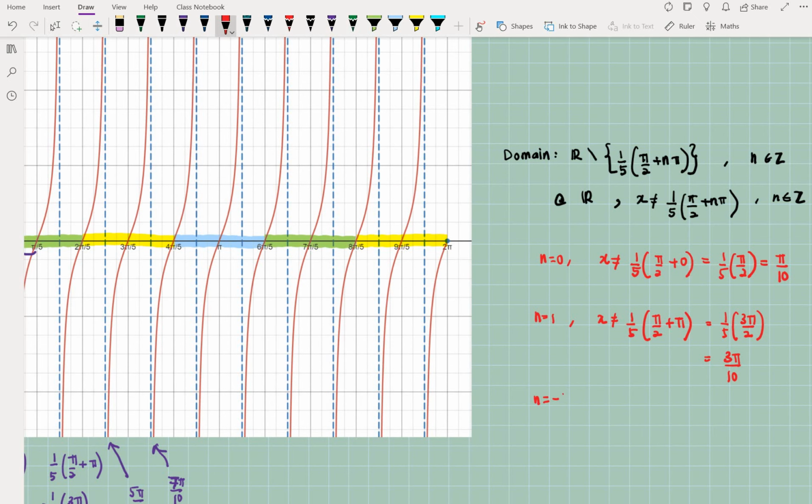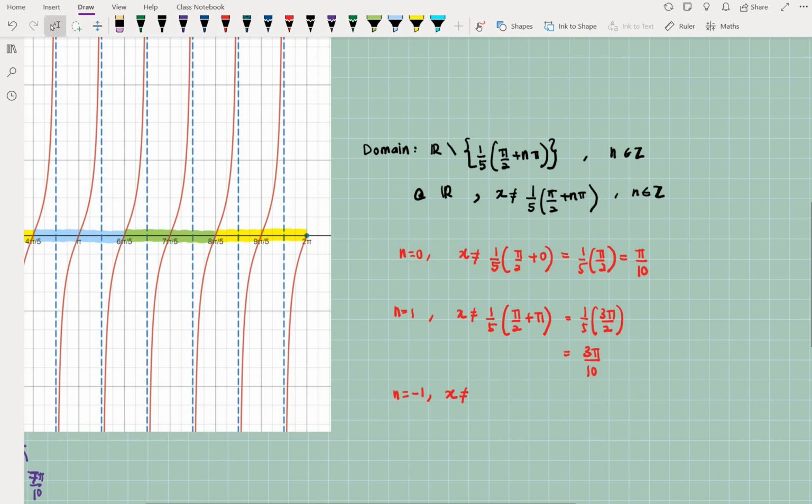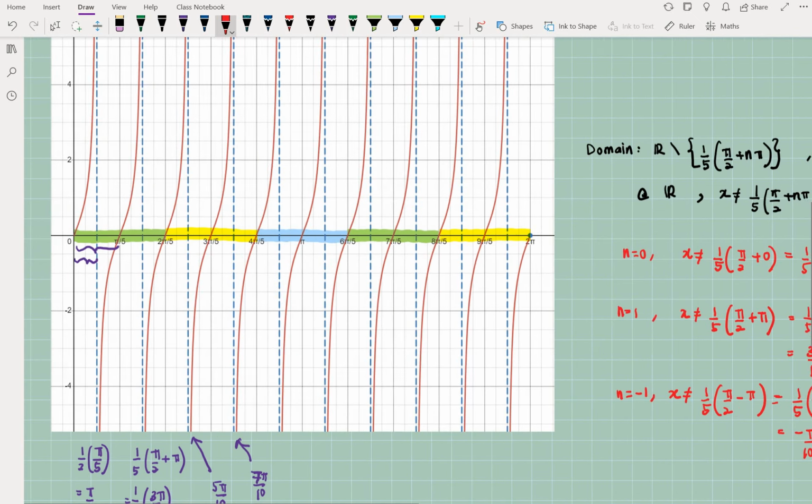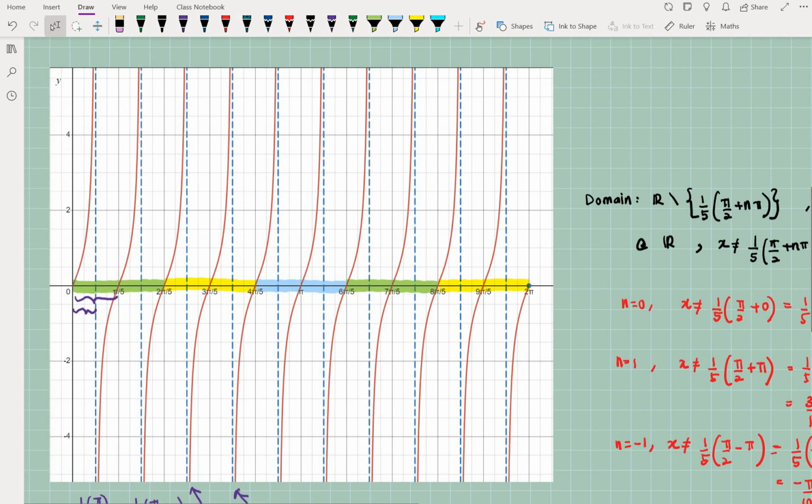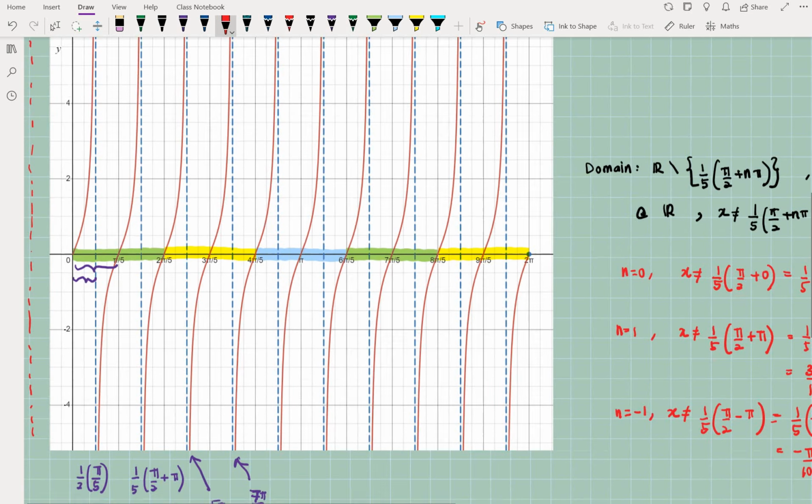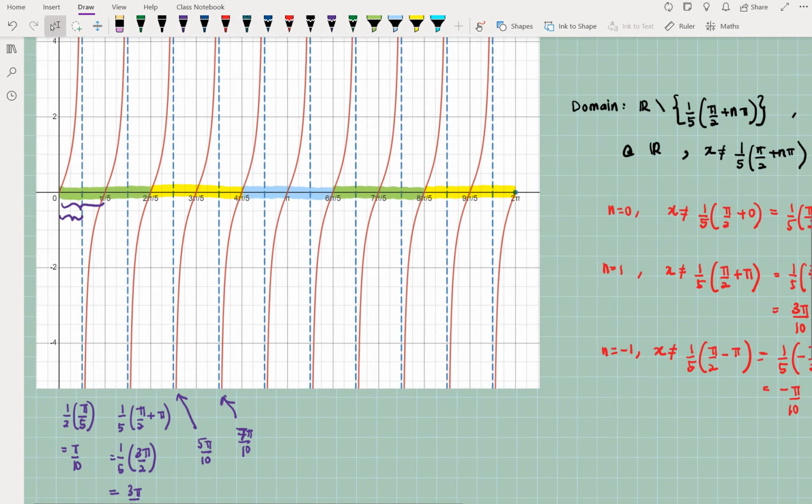Let me show n is negative 1. So I'm going to have x cannot take the value of 1 over 5, still there, pi over 2 minus pi. So that gives me 1 over 5 times negative pi by 2. So we will get negative pi over 10. That is actually what I'm going to have here, behind the y-axis. Okay, that will be the first asymptote that I will find.